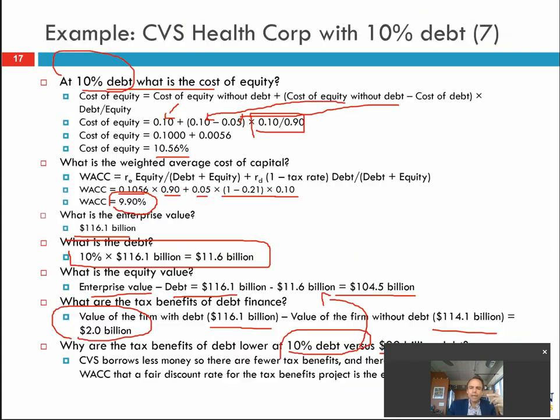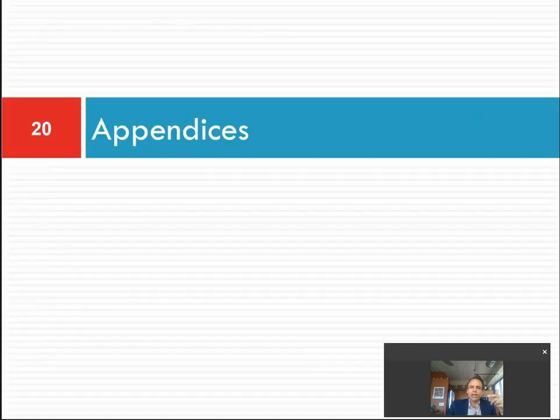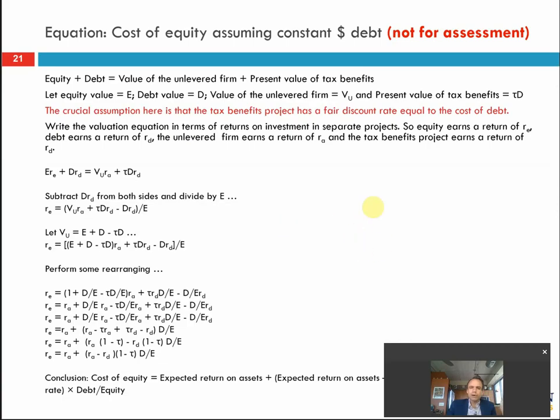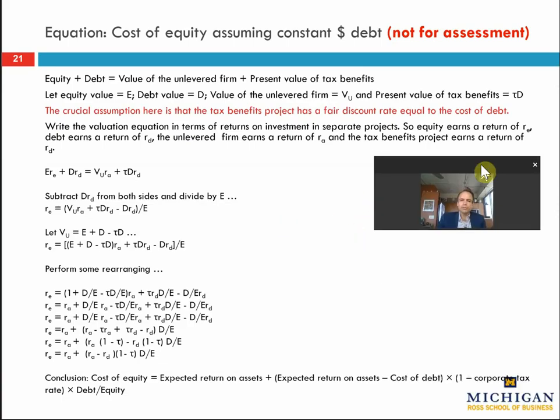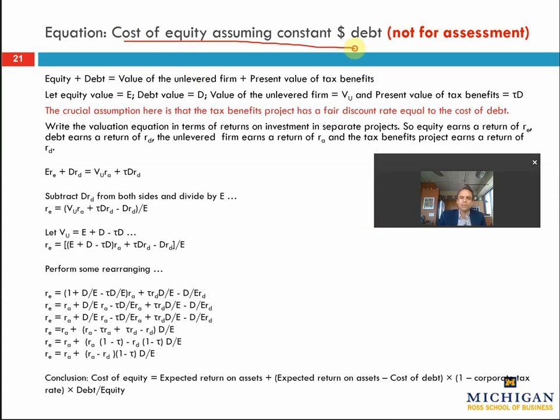So in the appendix to this presentation, I have written down the proof. Now, I didn't invent this proof. Other people have written down the same proof. But the first proof says the cost of equity, assuming constant dollars of debt, ends up being the cost of equity equals the expected return on assets plus expected return on assets minus cost of debt times 1 minus tax rate times debt to equity.